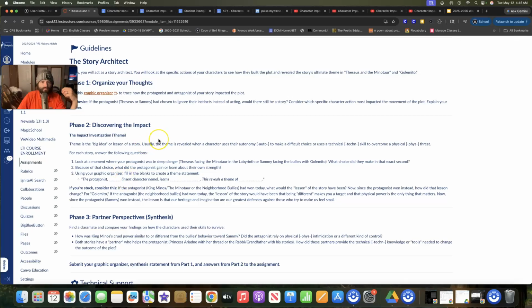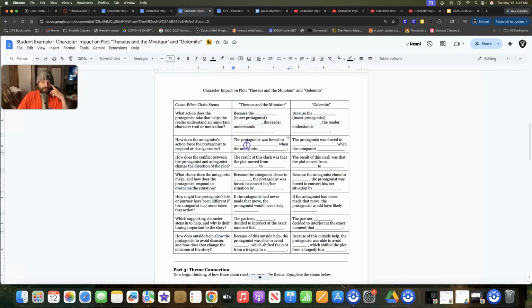But I do like the fill in the blanks. I do like the cause and effects. I just wanted to make them a little bit more obtainable, if that's the right word, or just a little bit easier for us to get the end goal, which is identifying cause and effect and identifying theme. So I hope that this is helpful to getting through this assignment.